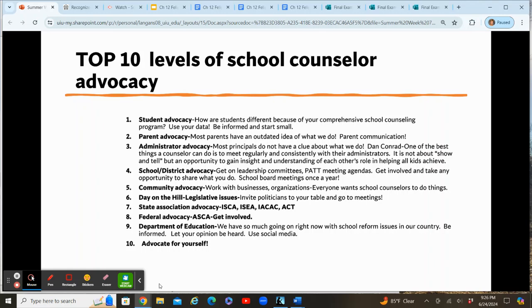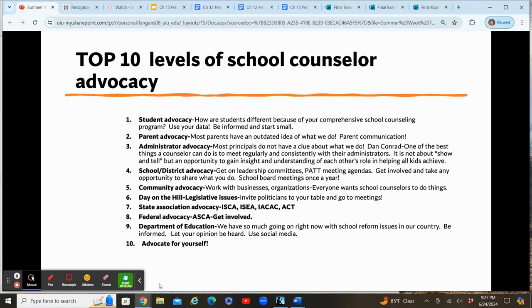Parent advocacy. Again, most parents have an outdated idea of what we do, so make sure you're communicating with them. A lot of you shared some really good tools that you could use, SMORE, Canva. A lot of you work through your school district and have different things that you can also share, but let parents know. You need to always assume that parents need to be educated on what school counselors do as well.